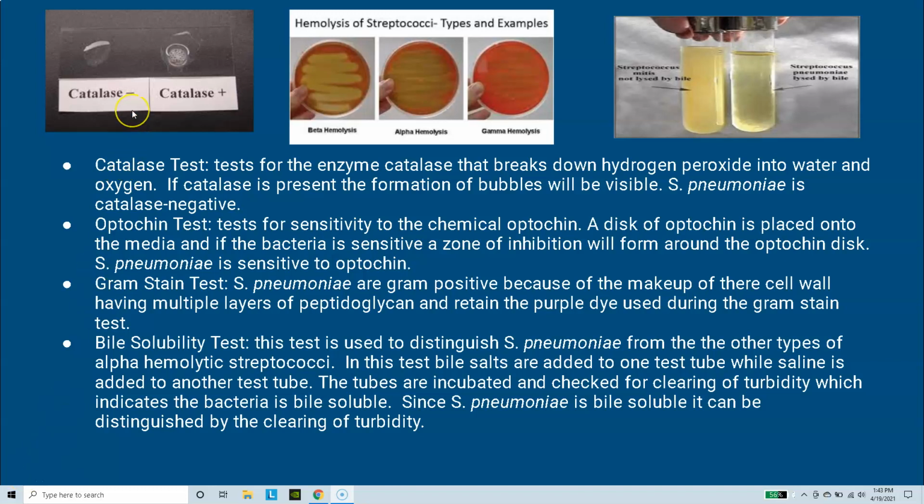I put an example of each of these tests up here and how they look when they test positive.